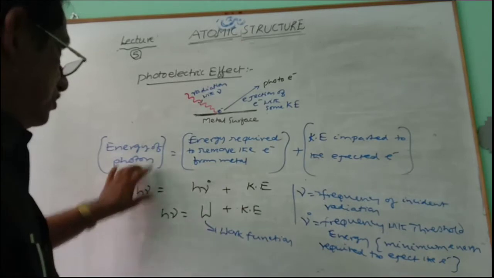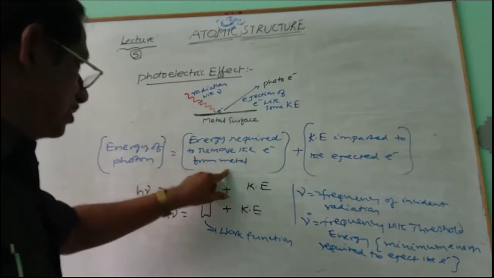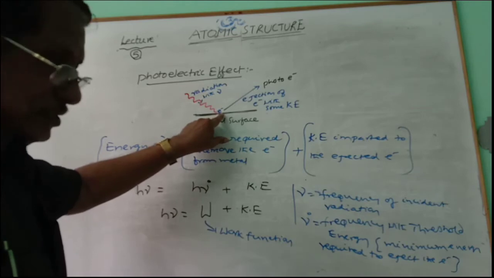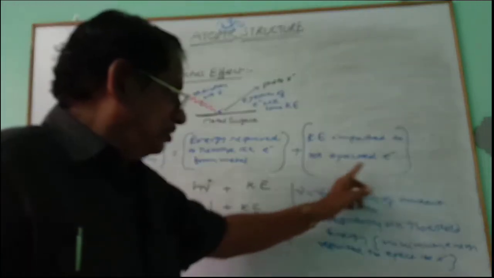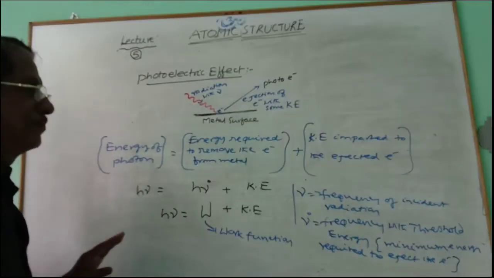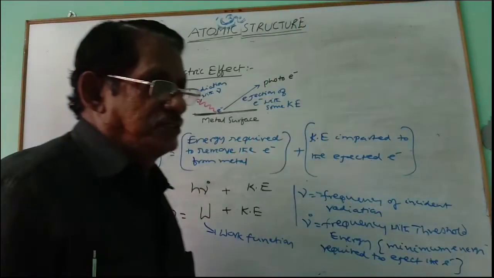Energy of the photon is equal to the energy required to remove the electron from the metal, plus the remaining energy, that is kinetic energy imparted to the ejected electron. So whatever radiation is made to fall on the metal, a part of it will be utilized to remove the electron from the surface, and the remaining part will be utilized to increase the kinetic energy.